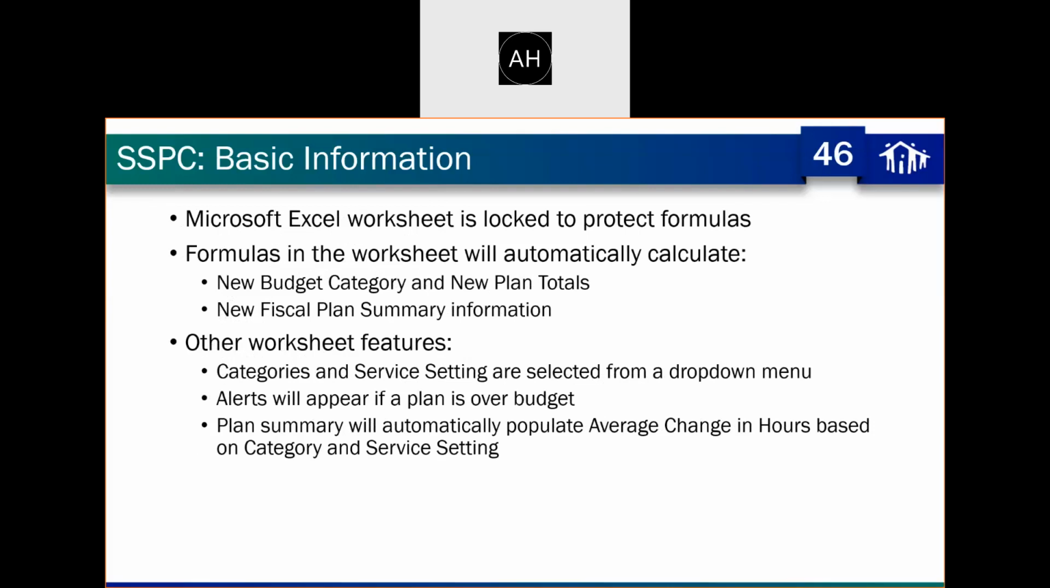The support and spending plan change is also going to be a Microsoft Excel document similar to the SSP costing sheet. It will be locked to protect all of the formulas, and those will automatically calculate the new budget category and new plan totals and the new fiscal plan summary information. It will still have the same features as the costing sheet: drop-downs for categories and service setting, and alerts that will appear if a plan is over budget. A plan summary will automatically populate the average change in hours based on category and on service setting.